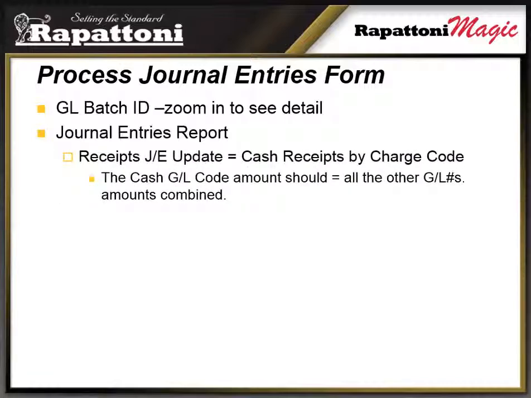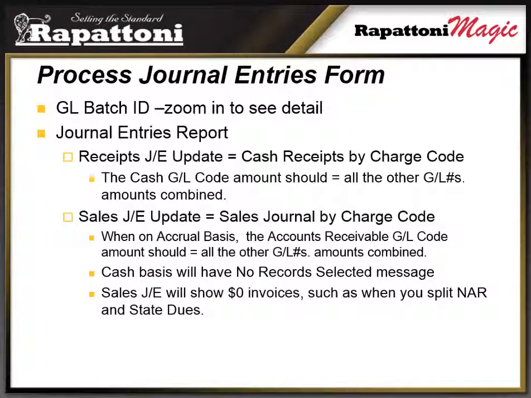The receipts journal entry update is comparable to the cash receipts by charge code. That's how you can combine those. Run those both by charge code and you compare those. The cash GL code amount should equal all the other GL numbers' amounts combined. That's how you know if you're balancing within your receipts report.